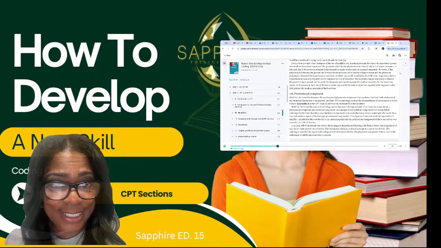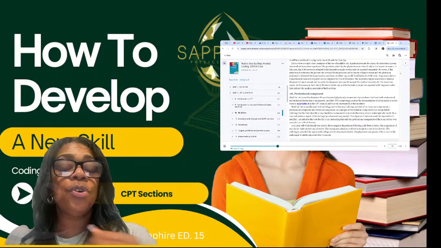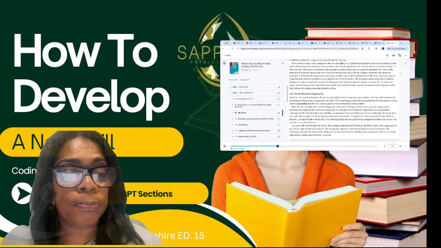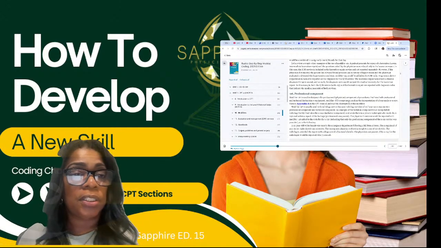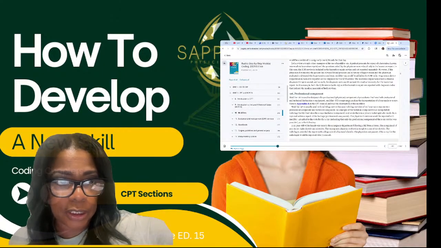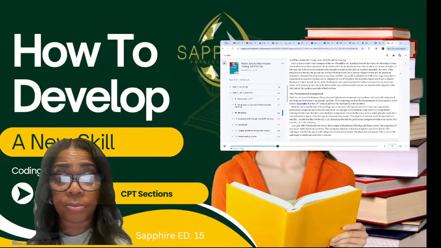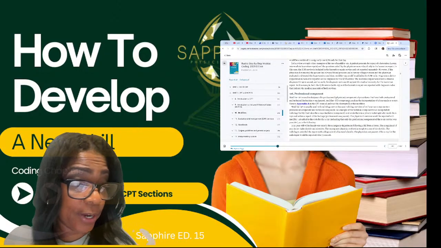modifier TC. Some of you who already code, what do you normally see the 26 in? The x-rays, right? The x-rays. Because sometimes the x-ray machine that's at the facility doesn't belong to the facility. Sometimes the x-ray machine belongs to the provider, right? You've got to know when to put those codes in there, right?